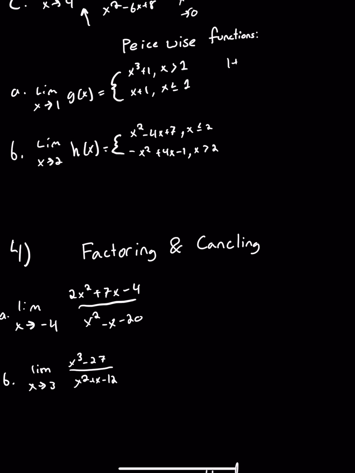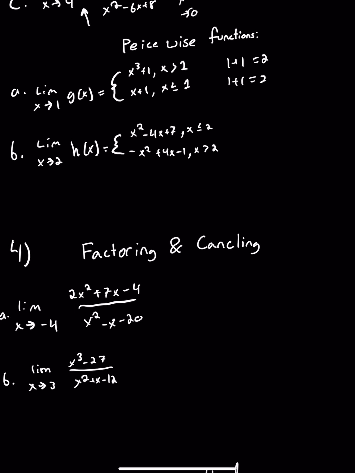So 1 cubed is 1 plus 1. x is 1, 1 plus 1, they both equal 2. Because they both equal 2, that means that they meet here at x equals 1, and their limit is 2. Okay? So now let's look at a little bit more tricky of a one.